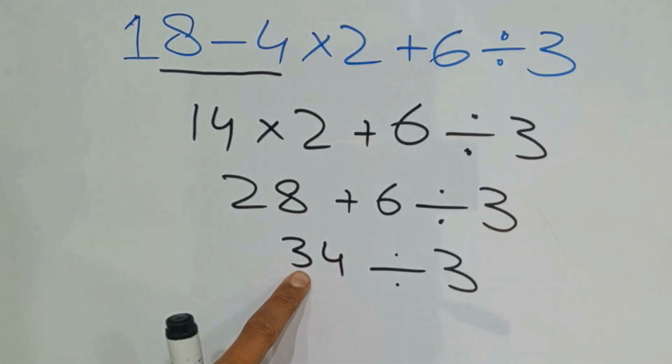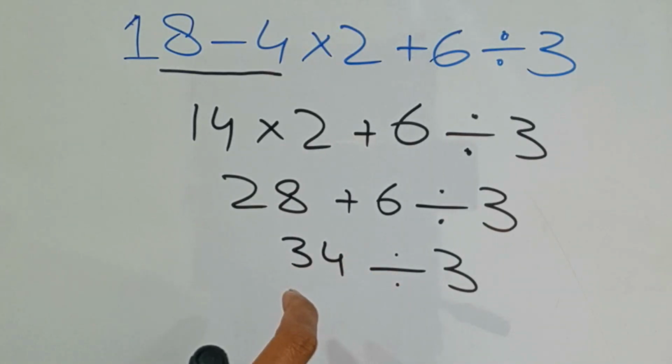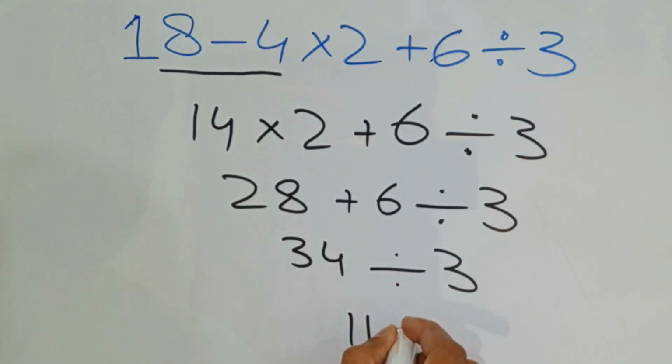Okay, 34 divided by 3 equals 11.33. This gives us 11.33, but this is wrong. Why?